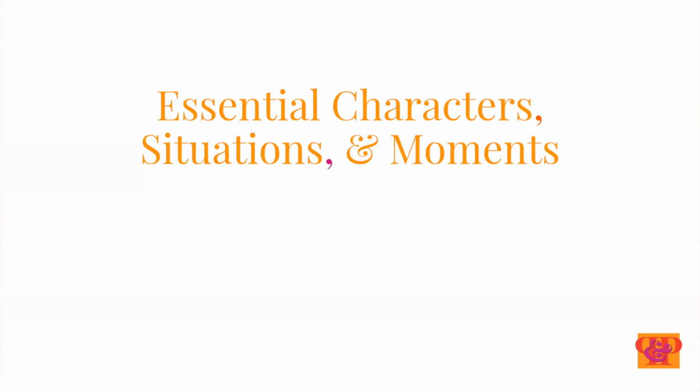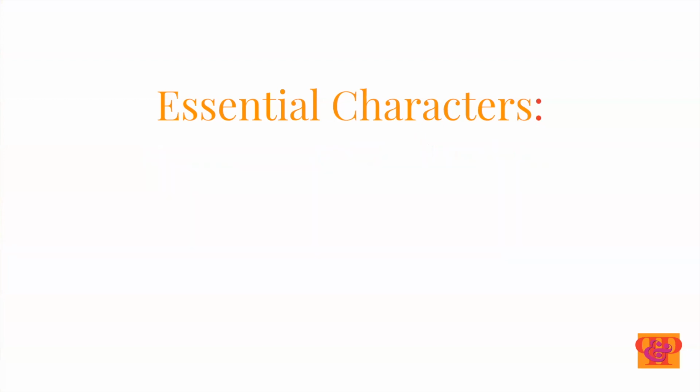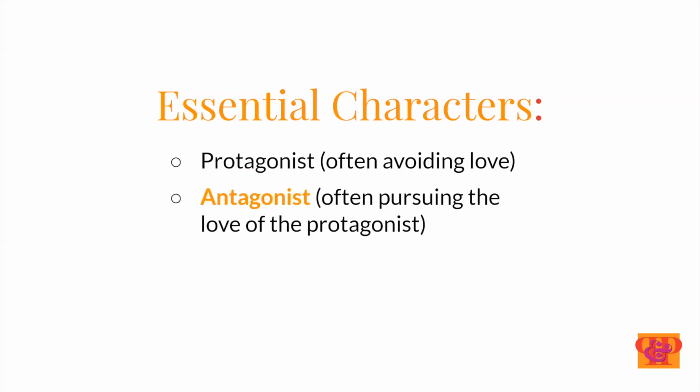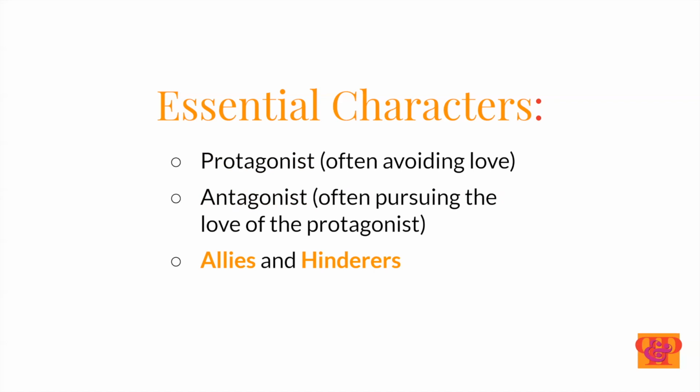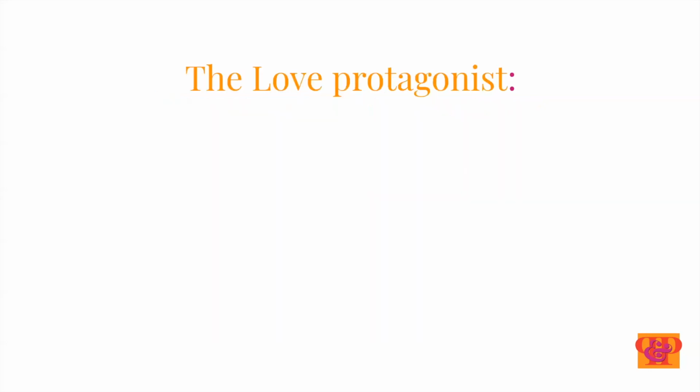Our final essential element is made up of the specific kinds of characters, situations, and moments a story requires. For the love story, the essential characters are a protagonist who is often someone avoiding love or intimacy. You need an antagonist. Now, keep in mind that antagonist in a love story doesn't mean they must be a traditional villain or enemy. Generally, you also need at least one ally character and one hinderer. Let's look at each essential character in a bit more detail.